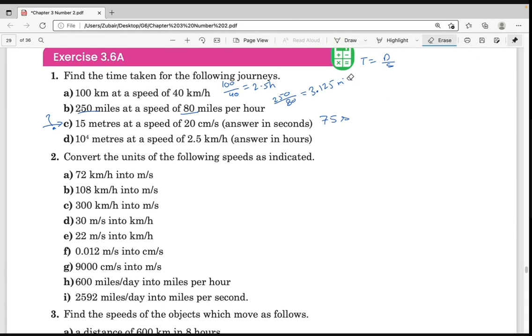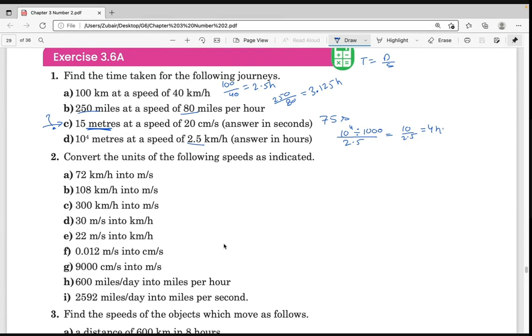And in B part, that was hours, not miles. Haris, are you getting 75? Yes, sir. This was meters. You have to change it into kilometers first. Okay, 10 raised to power 4 meters at a speed of 2.5 kilometer per hour. 10 raised to power 4, this is meters, divided by 2.5, this is hours. So meter divided by 1000 to change it into kilometers. So we're left with 10 over 2.5, and that's 4 hours.